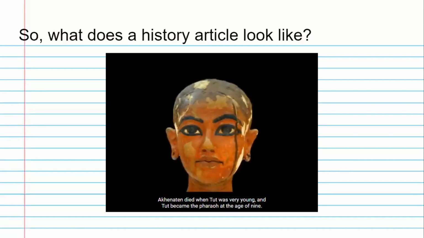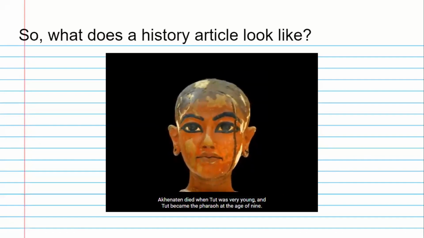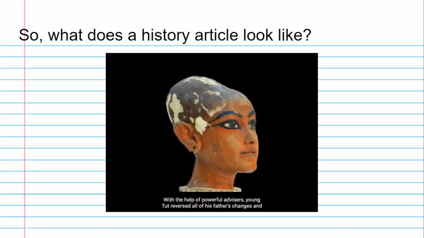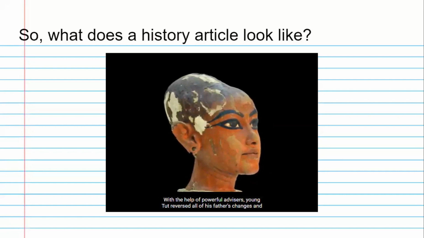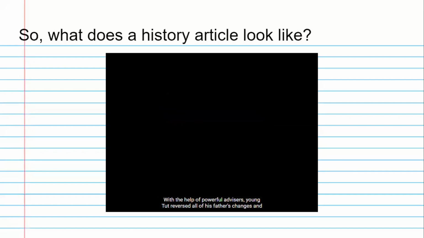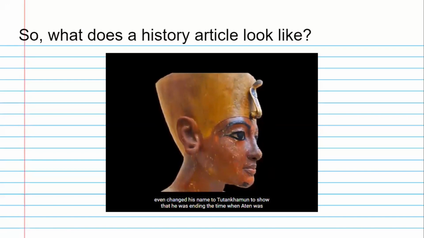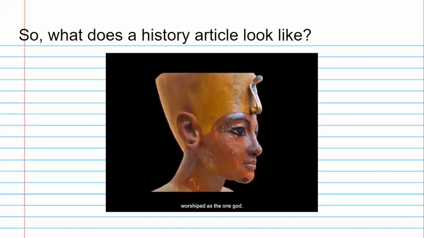Akhenaten died when Tut was very young, and Tut became the pharaoh at the age of 9. With the help of powerful advisors, young Tut reversed all of his father's changes and even changed his name to Tutankhamun, to show that he was ending the time when Aten was worshipped as the one god.